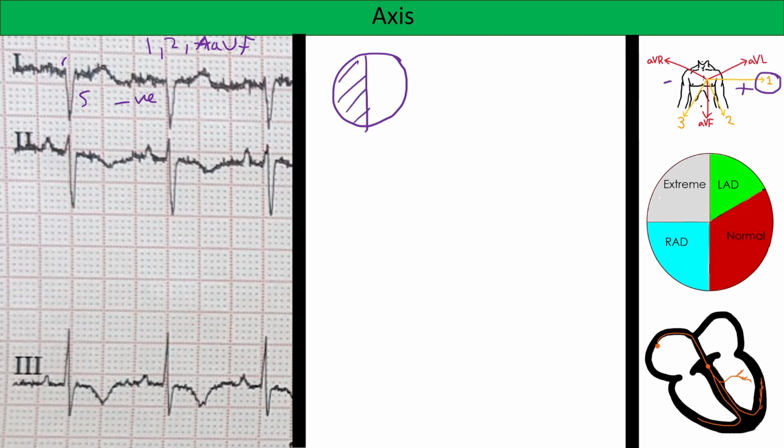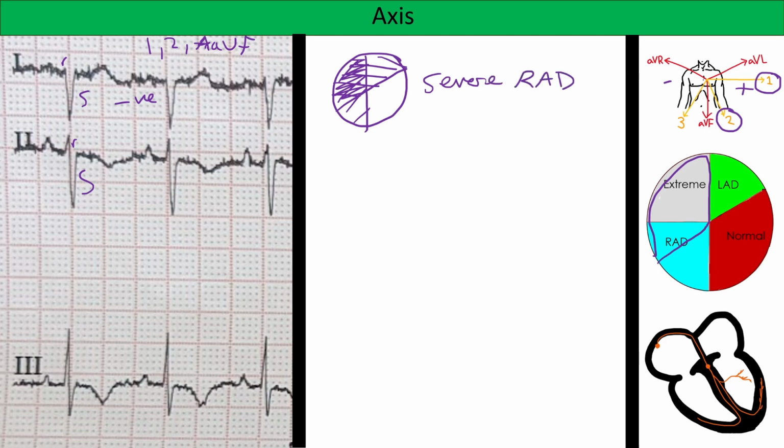Now lead 2 is also negative. The S wave is greater than the R wave. Lead 2 points downwards and towards the left, so we're going to shade in the opposite direction since lead 2 is negative. Now this area of overlap is where the axis lies. So as you can see, the axis lies between right axis deviation and extreme. So we'll call this severe right axis deviation.